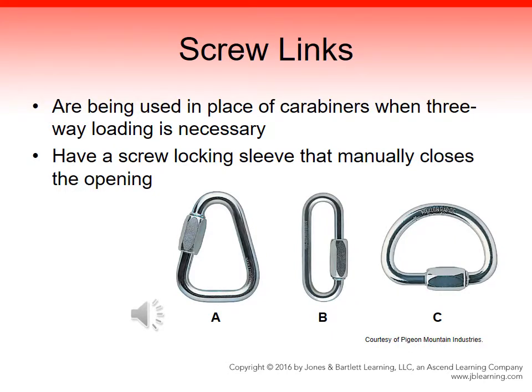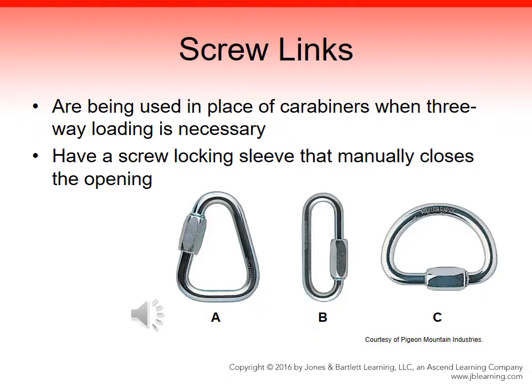Screw links. These are triangular or semicircular screw links. Increasingly they are being used in place of carabiners when three-way loading is necessary or anticipated. Instead of the swing open gate found on carabiners, screw links have a screw locking sleeve that manually closes the opening. When the screw link is screwed closed completely, it has the same strength regardless of the direction or directions of loading. As with carabiners, users of screw links should avoid side loading.